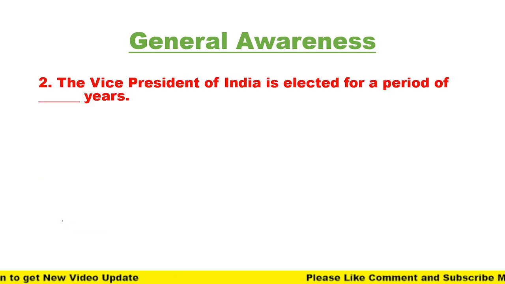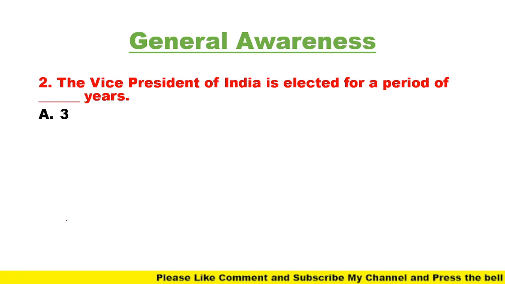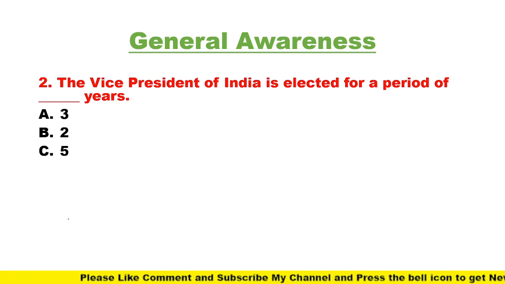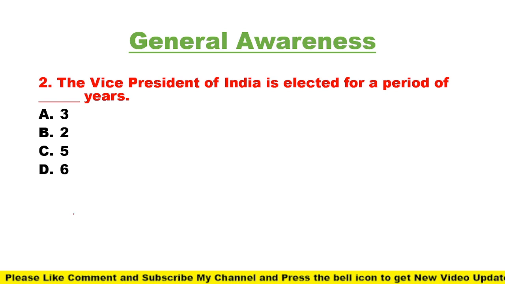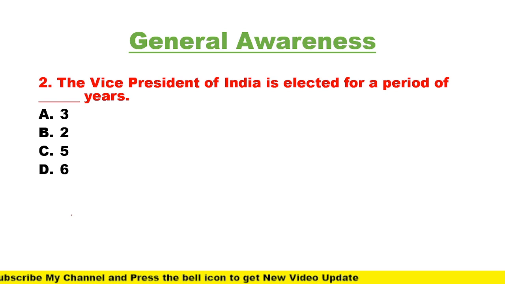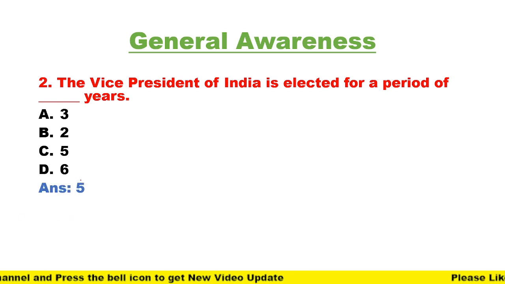The Vice President of India is elected for a period of dash years. Options: 3 years, 2 years, 5 years, 6 years. So the Vice President of India is elected for how many years? The answer is 5 years. Don't get confused with 6 years.